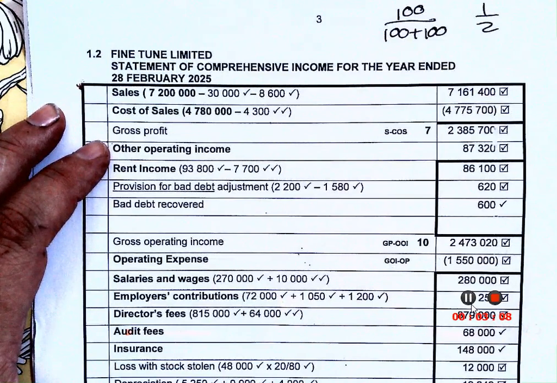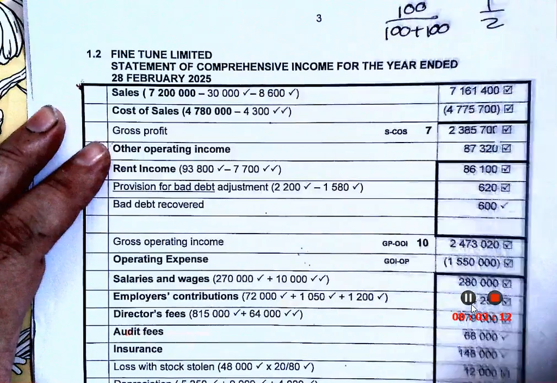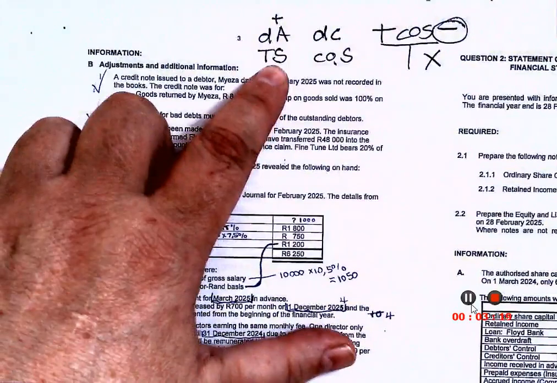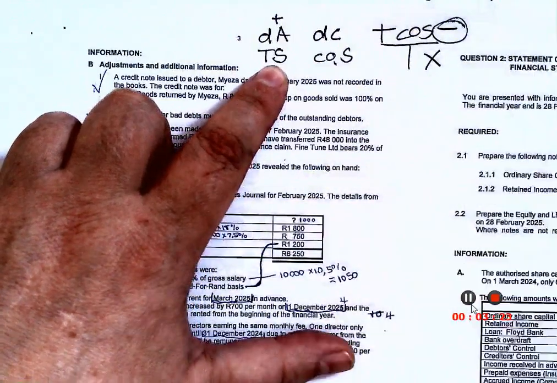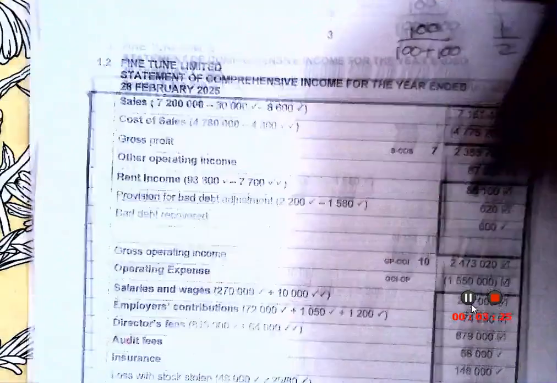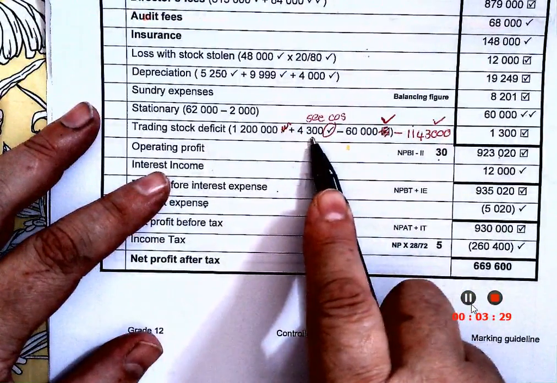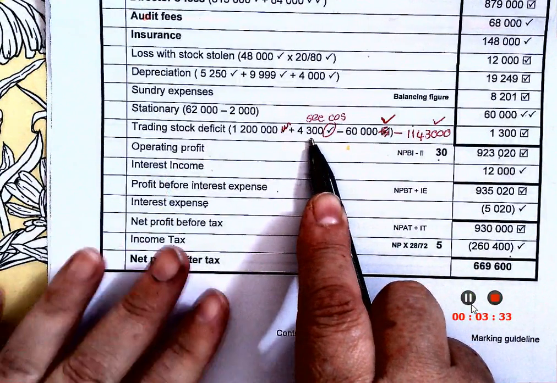We must also add it with trading stock. No. Please stop talking. If I look at this, what happens to trading stock? It's on the debit side. And trading stock plus is on the debit side. And that is when I do the trading stock deficit, I add the 4.3. You see?